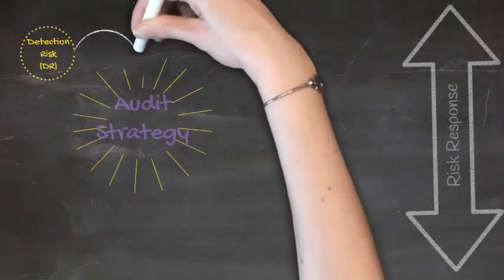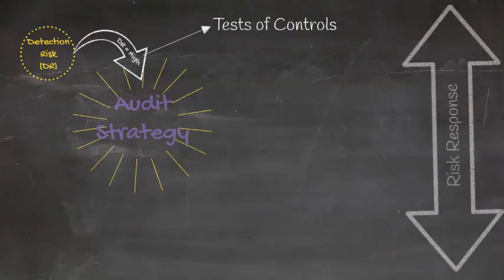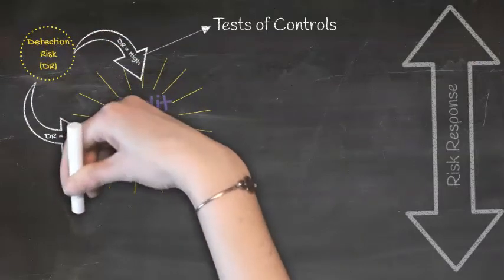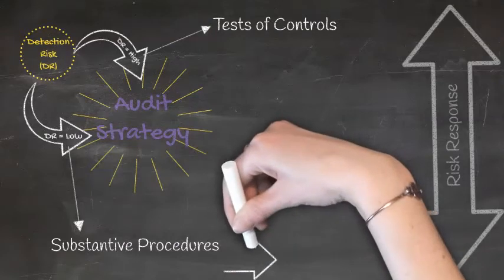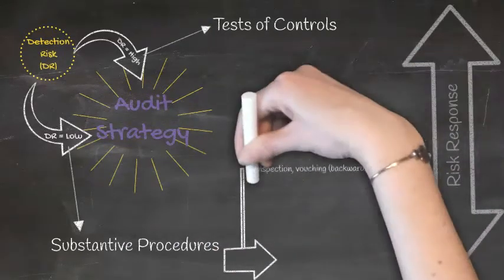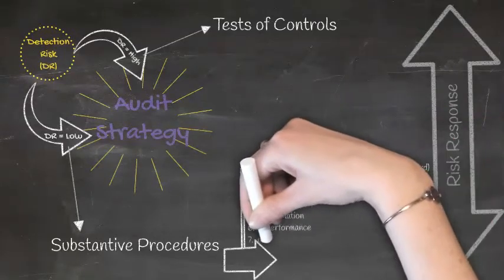When detection risk is thought to be high, James will perform and rely on internal control testing. When detection risk is thought to be low, his audit plan will include more substantive procedures. Substantive procedures are selected based on the risk for each assertion. We'll discuss the usefulness and application of several of these substantive tests in a later video.